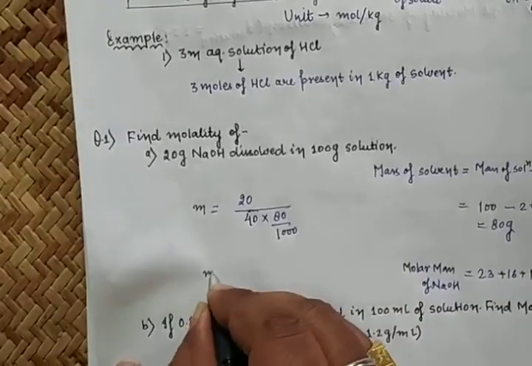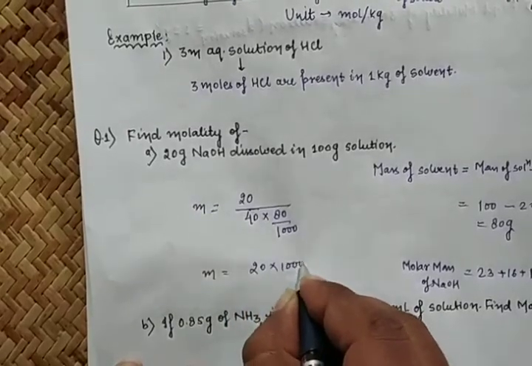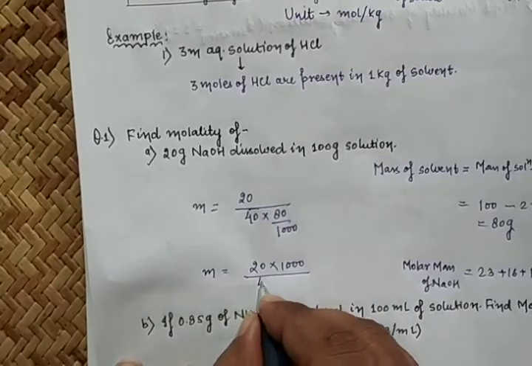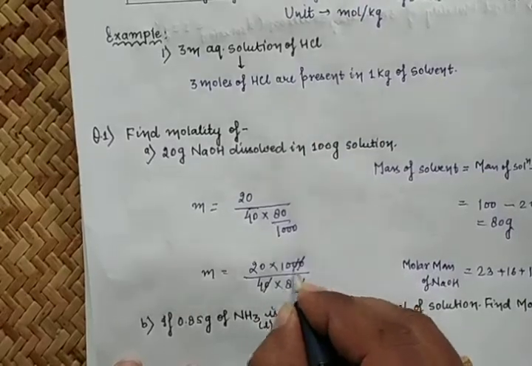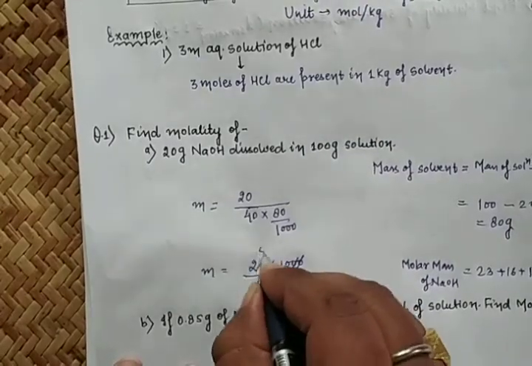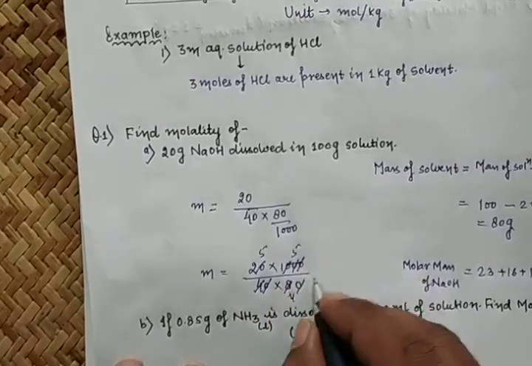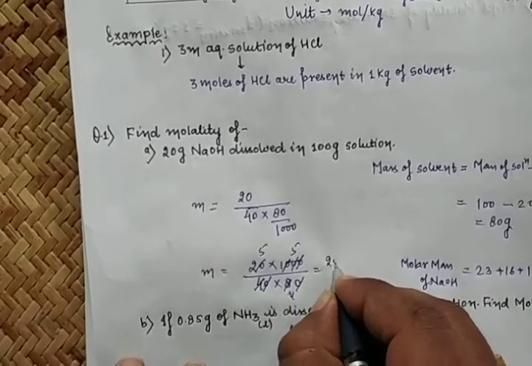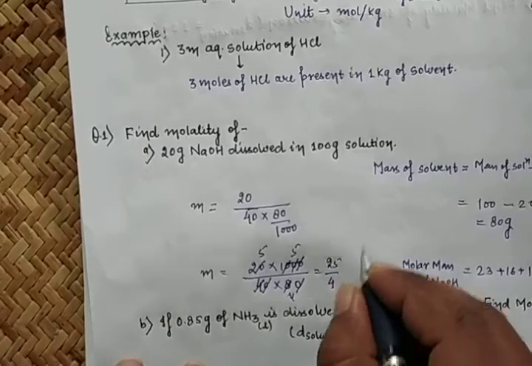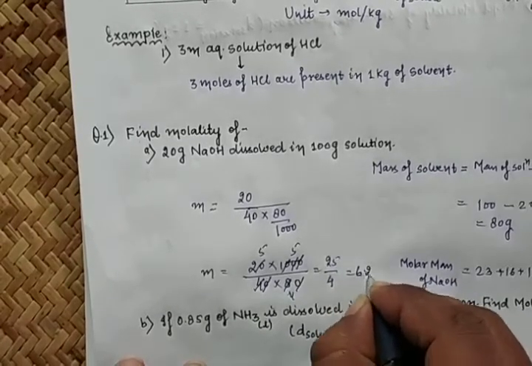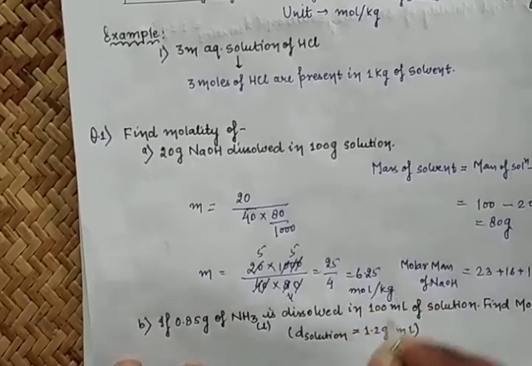So now molality is 20 into 1000, the 1000 goes to the numerator, and there is 40 into 80. The zeros cancel. 4 5s are 20, 2 4s are 8, 2 5s are 10, so 25 divided by 4, which is 6.25 mole per kg. Clear?